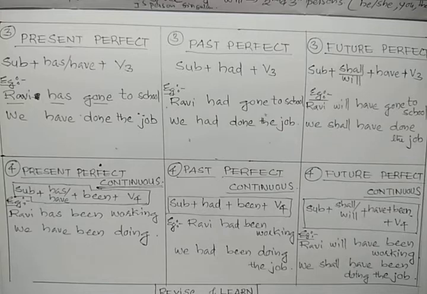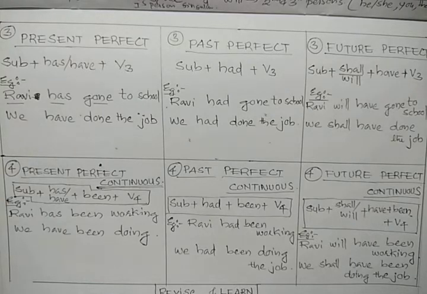Third one, future perfect. Here also subject plus shall or will plus have plus V3 form. Example, Ravi will have gone to school. Ravi subject plus will plus have plus V3 form of go, that is gone. We shall have done the job. We is the subject plus shall plus have plus V3 form of do, that is done.